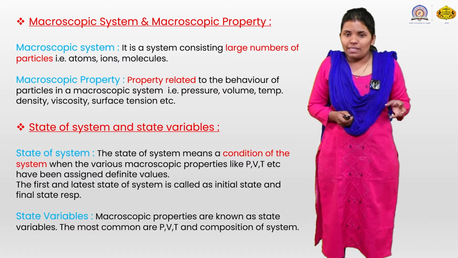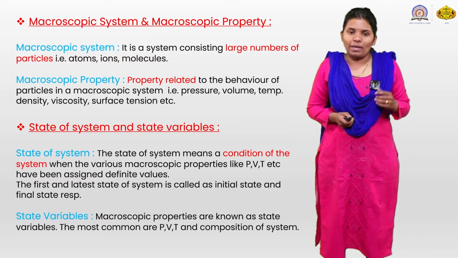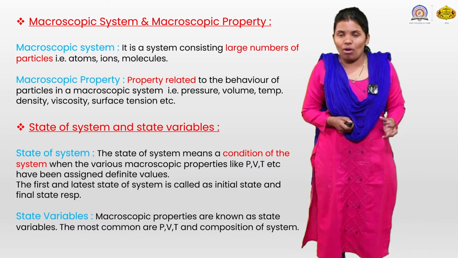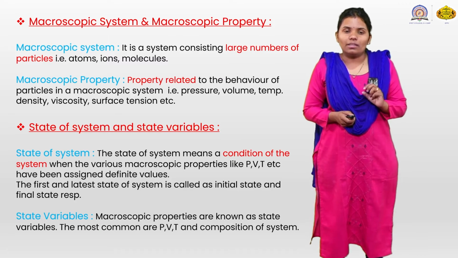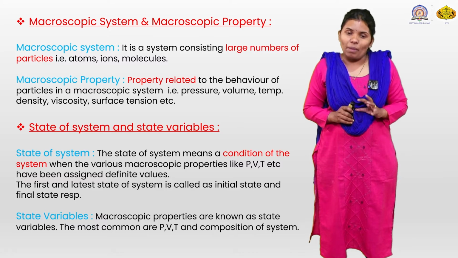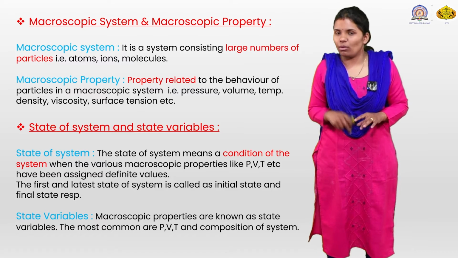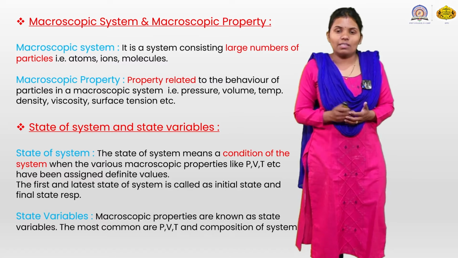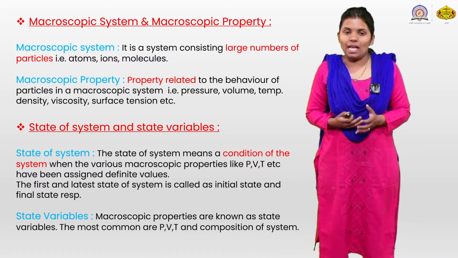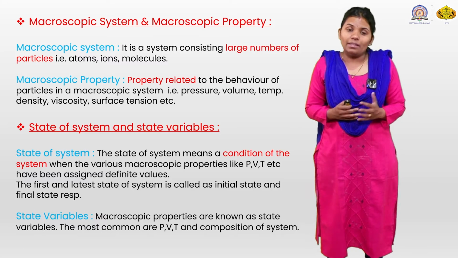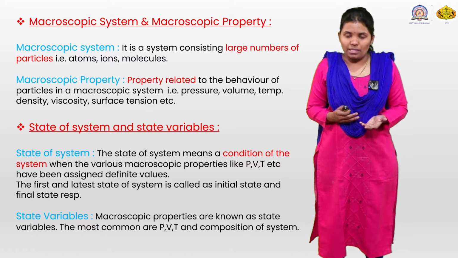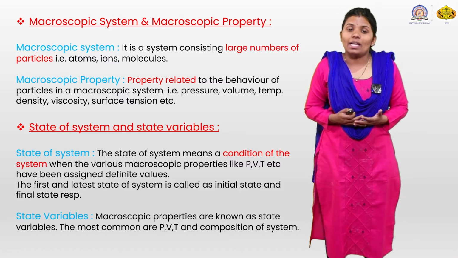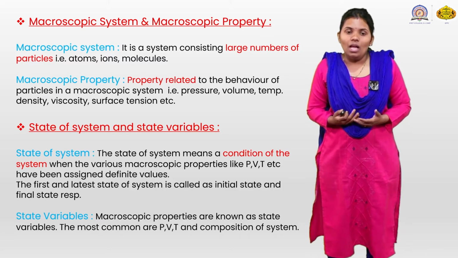The macroscopic system and macroscopic properties. So, what is a macroscopic system? As we already said in the objective, thermodynamics is only applicable for the macroscopic system and not for the microscopic system. So, what is a macroscopic system? It is a system consisting of a large number of particles, that is atoms, ions and molecules, and the properties related to it, that is pressure, volume, temperature, density, viscosity and surface tension, are the macroscopic properties.